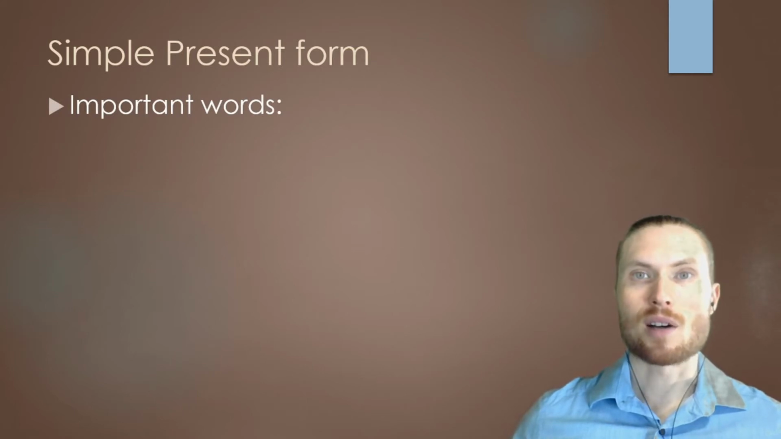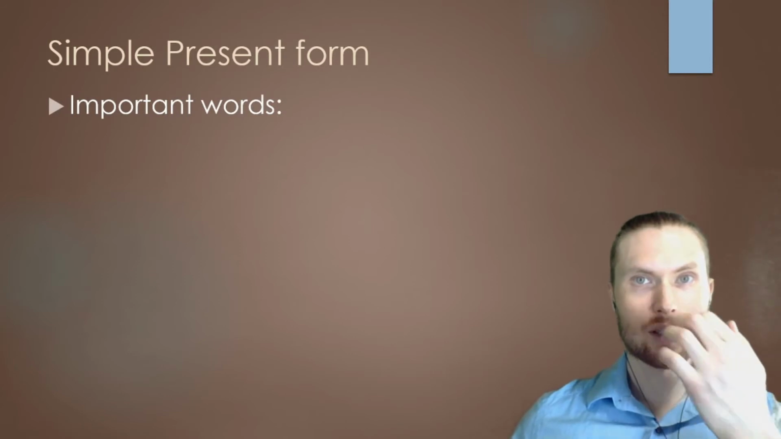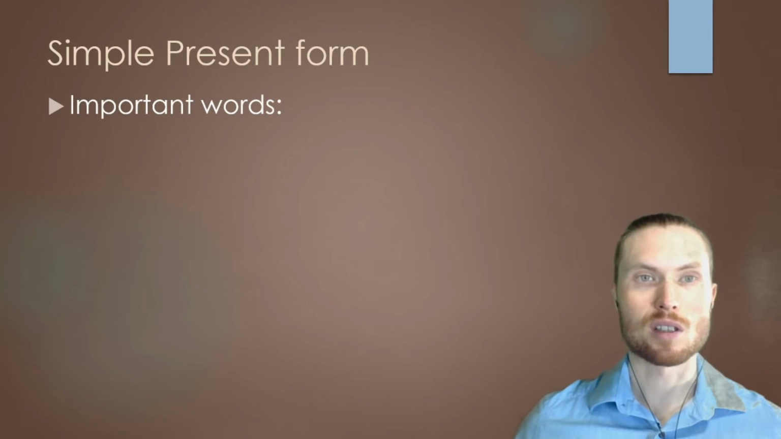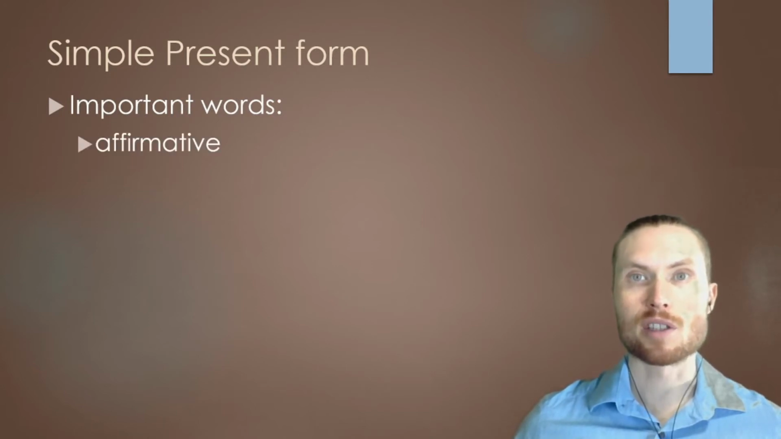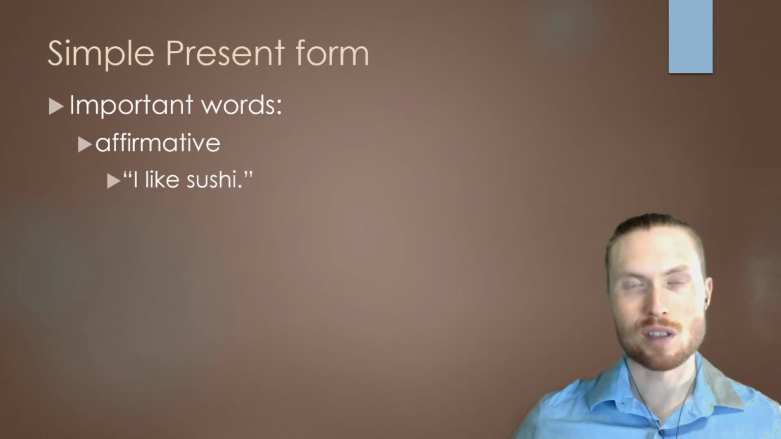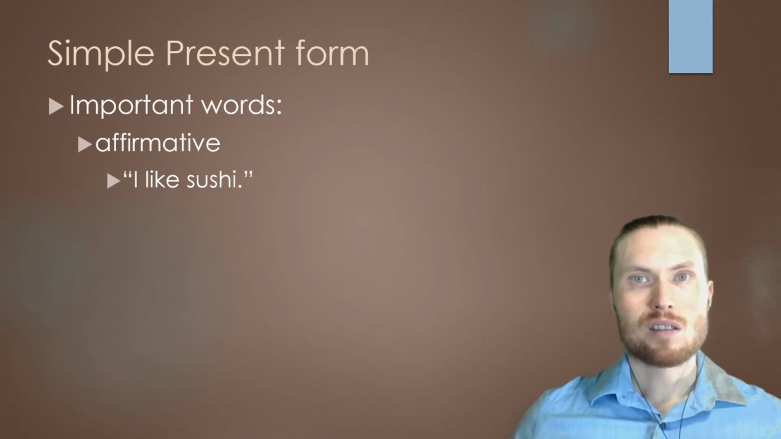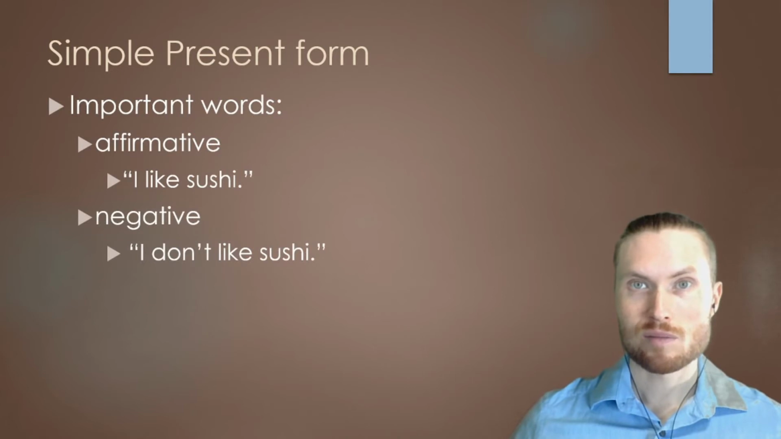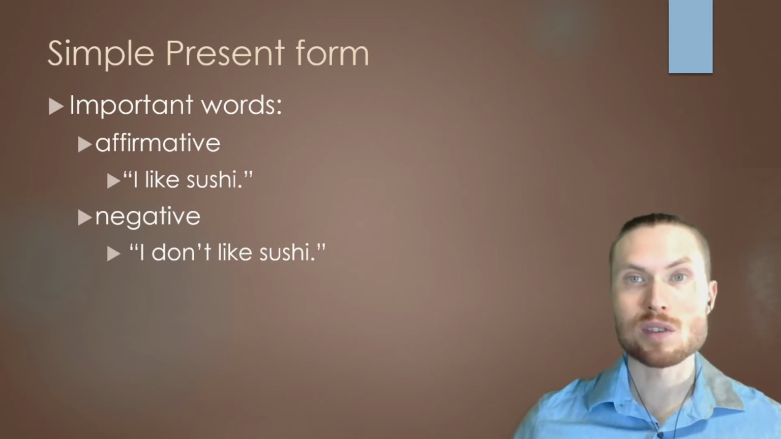So now let's talk about how to form simple present. And before we do that, I want to talk about some important vocabulary words that I will be using in this part of the presentation. So the first is affirmative, or positive. So this is sort of like a yes sentence. For example, I like sushi. Whereas a negative sentence, I don't like sushi. So affirmative is like a yes. Negative is like a no, I don't like sushi.